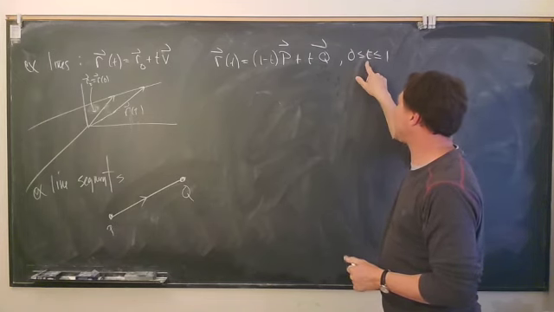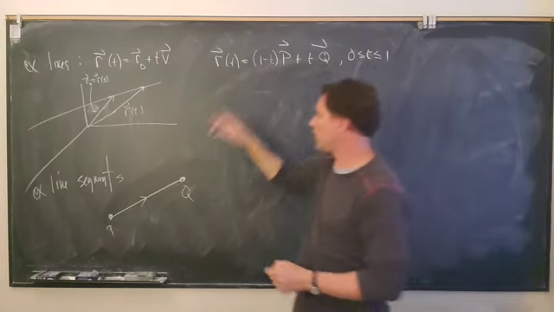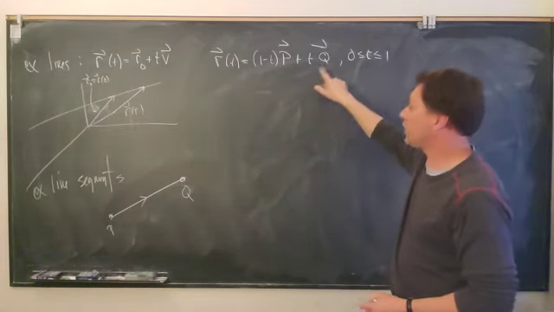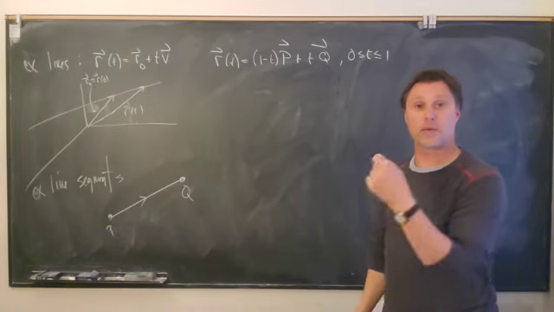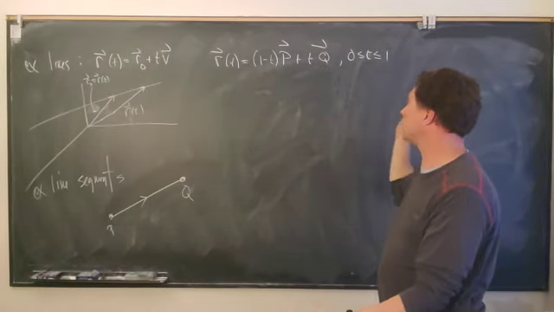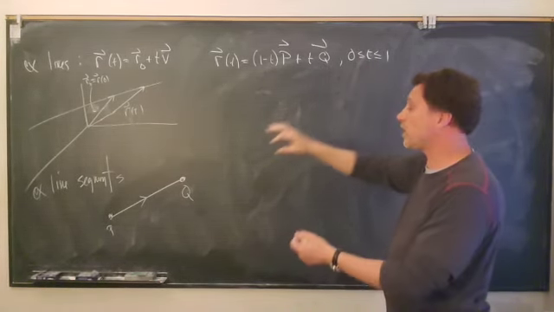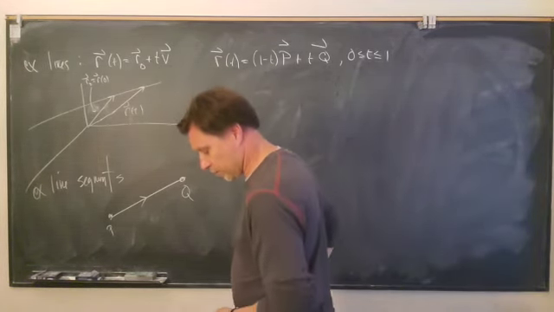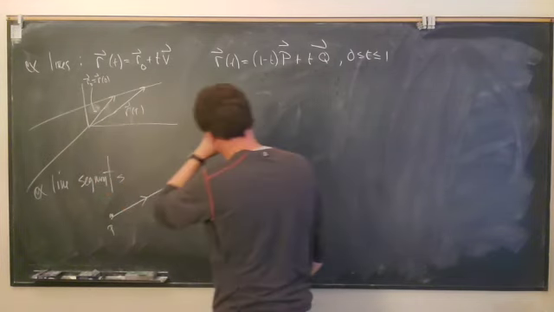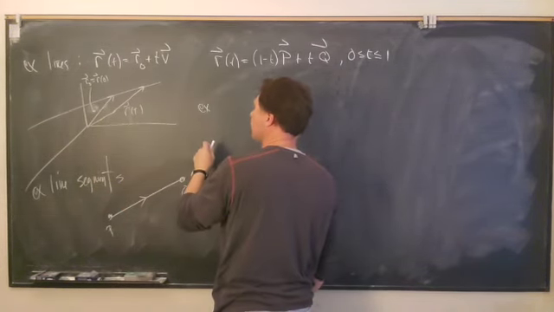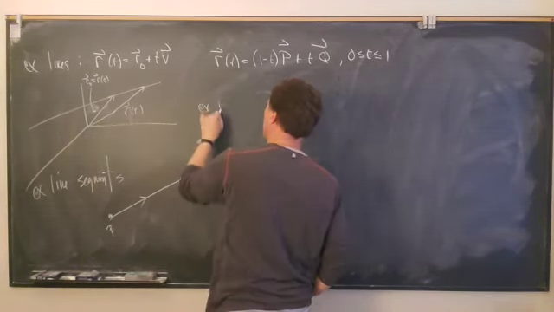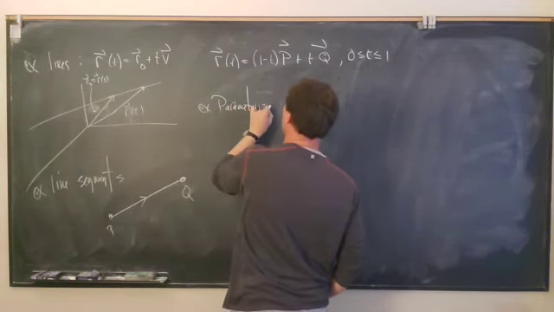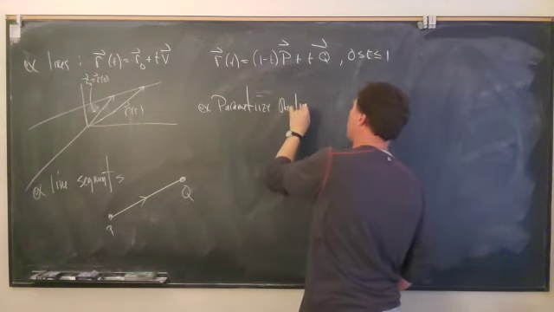So when t equals 0, notice what you get: you get P. When t equals 1, this part's gone, and you get Q. So when t equals 0, you're at P. When t equals 1, you're at Q. When t is in between, you're somewhere along that line segment. Right, so for example, parameterize the line segment.